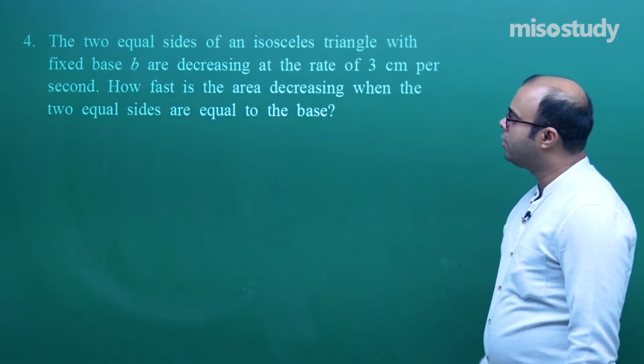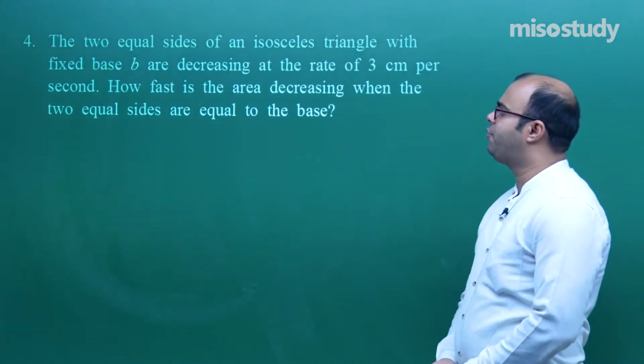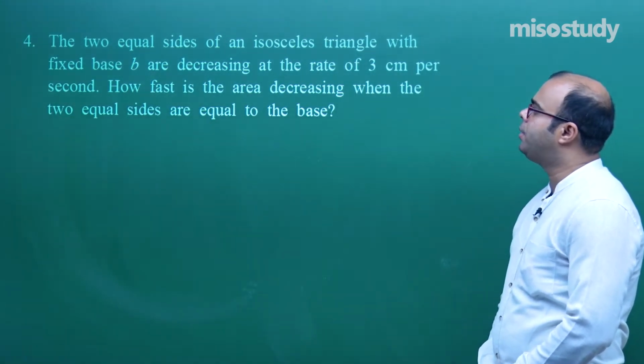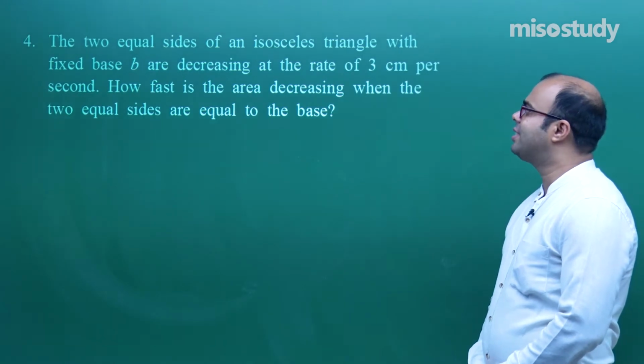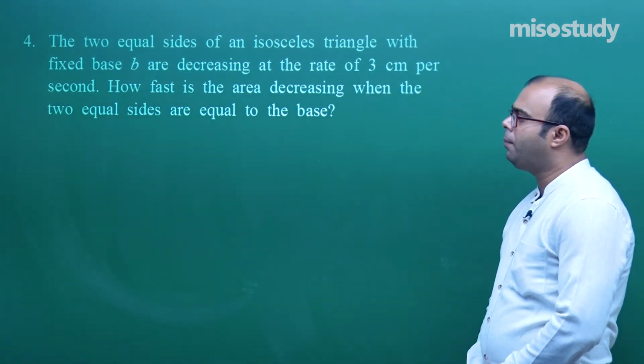Now next question: the two equal sides of an isosceles triangle with fixed base b are decreasing at the rate of 3 centimeter per second. How fast is the area decreasing when the two equal sides are equal to the base?